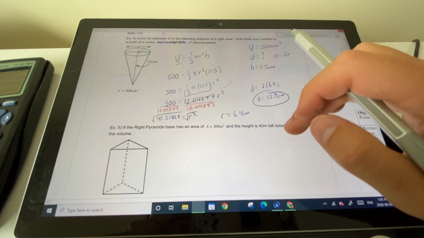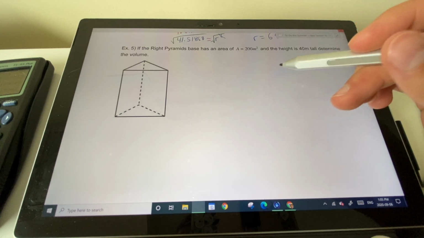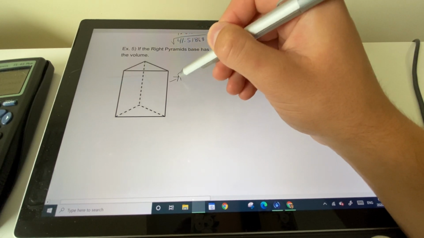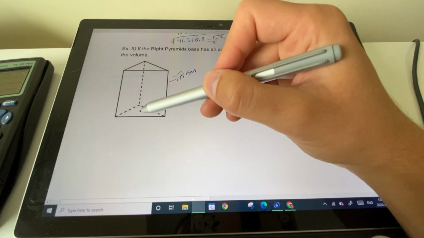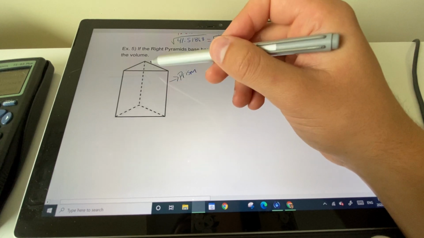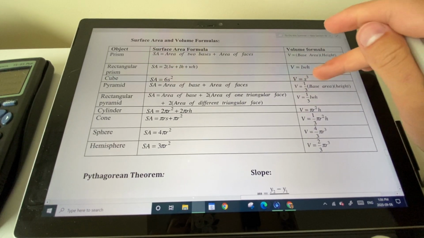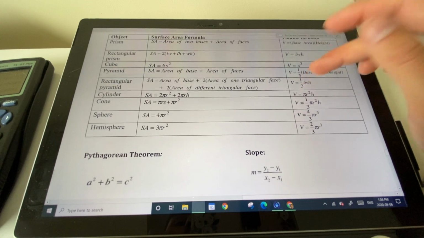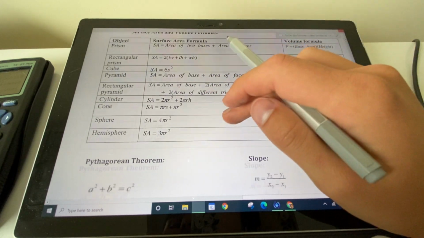Okay, let's do one more question here. We're given, if the right pyramid's base has an area of A equaling 200 meters squared, the height is 40 meters tall, determine the volume. Recognize this is a prism, okay? Your top shape is the same as your bottom shape. So what does that mean we get to do? That means the area of this, so it's a rectangle. This is a rectangular, but not a prism. It's just simply a prism.